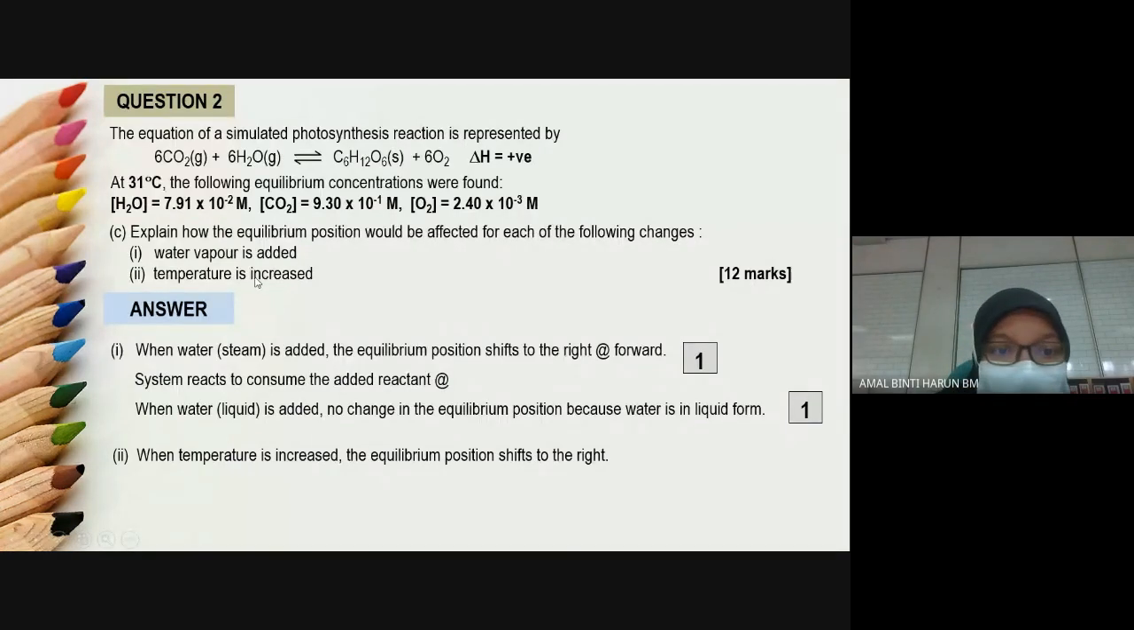Tapi kat sini dia tambah apa? Water vapor. Tapi kalau dia tambah water liquid, tak adalah no change in equilibrium. Sebab solid and liquid does not change concentration dan dia tak masuk pun dalam Kp expression.